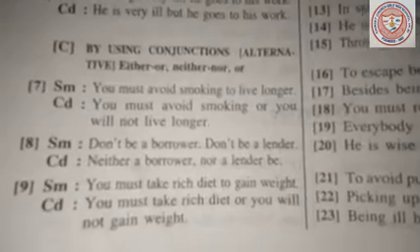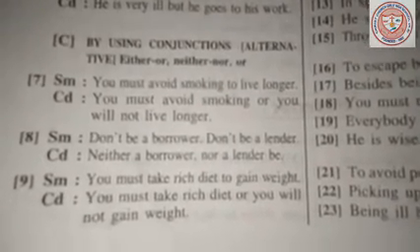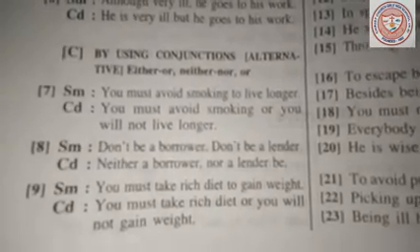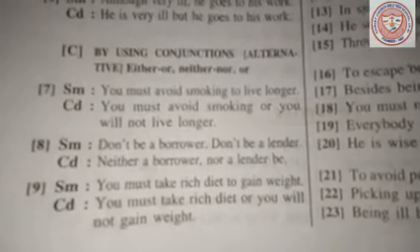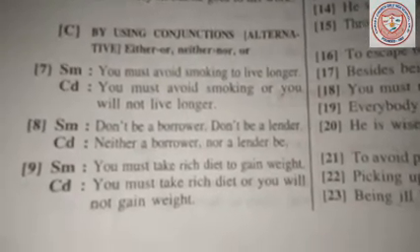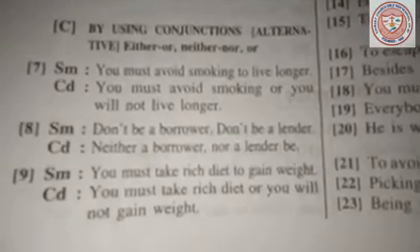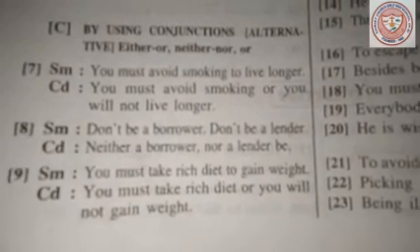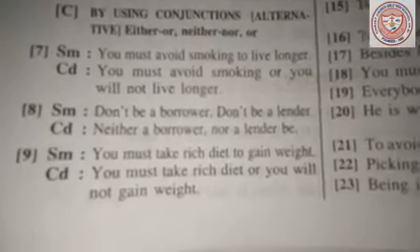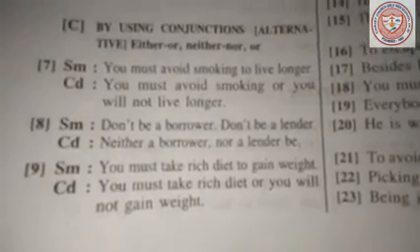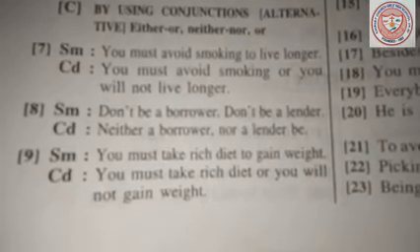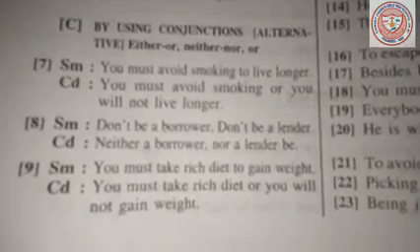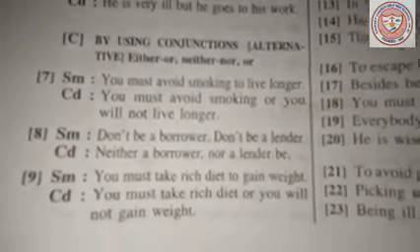Then comes the use of alternative conjunction. That means either or, neither nor, or, otherwise. All these are the alternative conjunctions. All these we have learnt in class 10 syllabus, girls. I hope you can remember them well. Then the transformation, simple: You must avoid smoking to live longer. Compound will be: you must avoid smoking or you will not live longer. The use of "or", that means alternative conjunction. Number 9, you must take rich diet to gain weight. Compound will be: you must take rich diet or you will not gain weight. This is a compound sentence. We got the use of alternative conjunction.